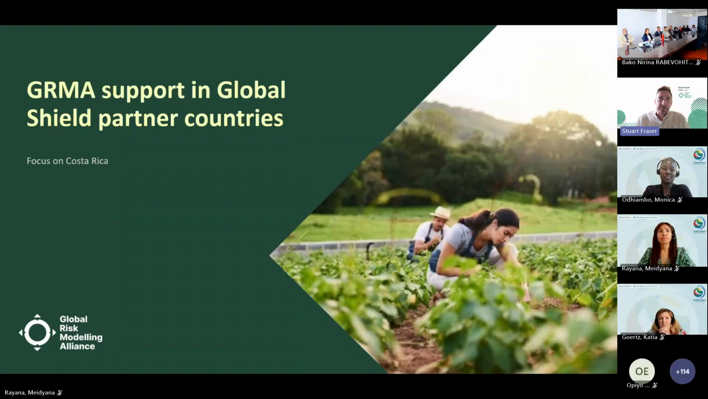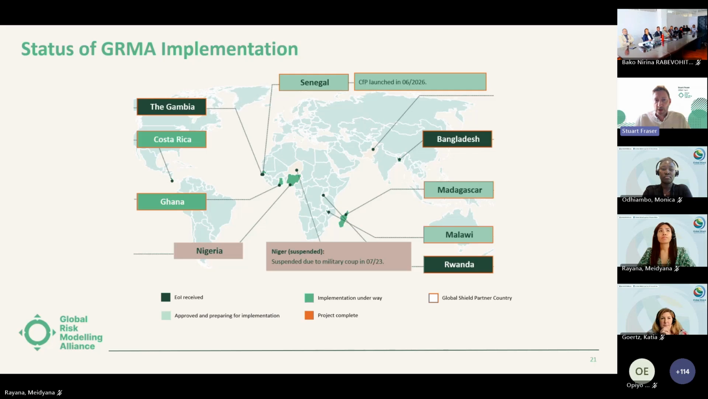But I'd like to switch just now to demonstrate some of the support that Global Risk Modelling Alliance provides in Global Shield partner countries. So if you go to the next slide, please. This shows where we're active at the moment. So we've been completing work in Madagascar and Costa Rica recently, and we're at the beginning of a project implementation period in Ghana. We have a call for proposals out in Senegal, and we're due to start project implementation very soon in Malawi as well.